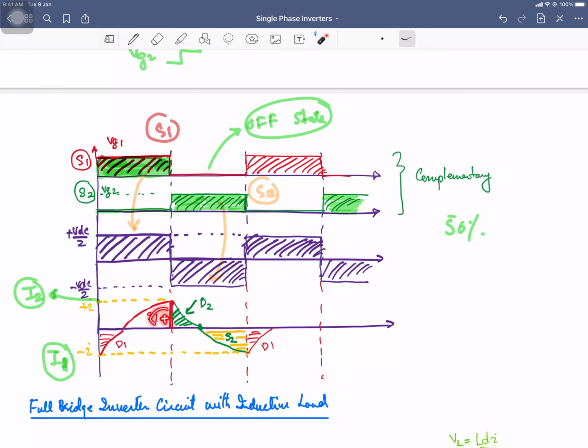The positive area and the negative area of this current waveform, both of them will be equal, because of the 50% duty cycle of the voltage waveform, and it also depends on the time constant, that is tau is equal to L by R. So the current also depends upon that. We have derived the detailed expression for the current in the last lecture for this half bridge inverter circuit.